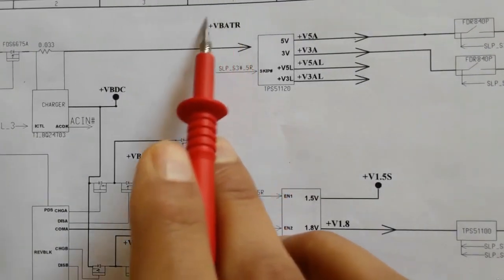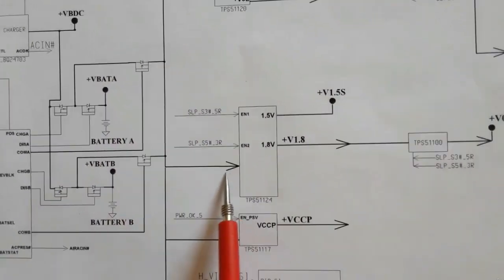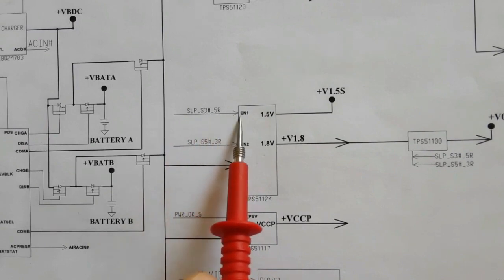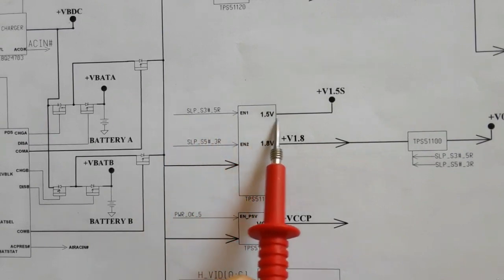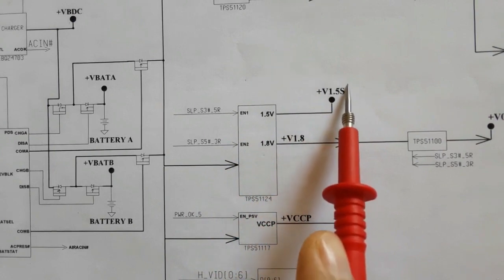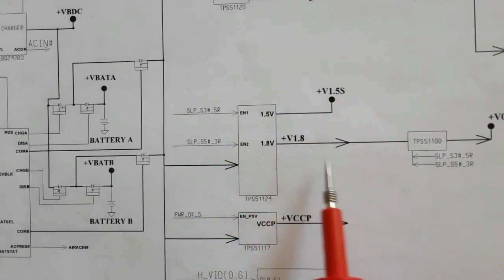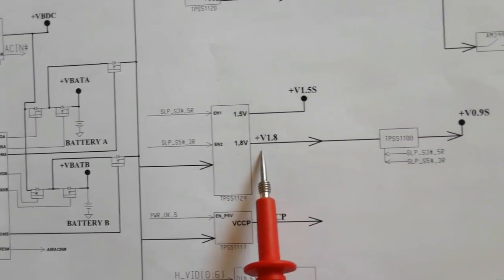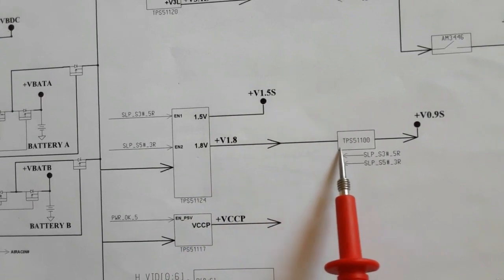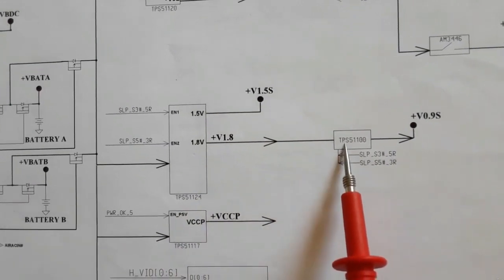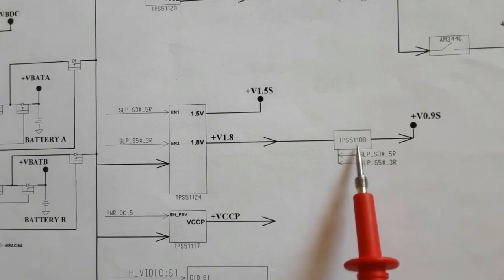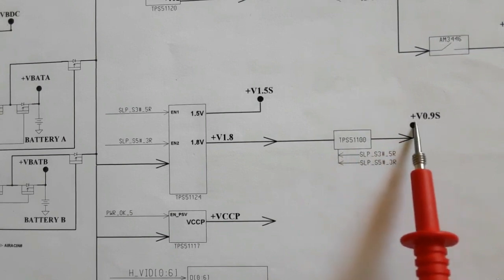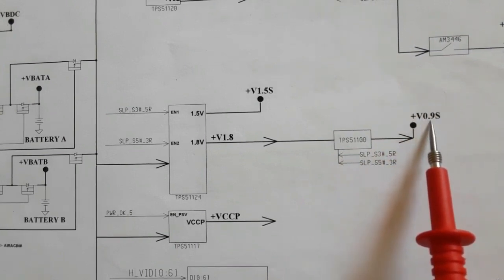The VBAT will also be applied to this circuit, the TPS51124. Here also we have two enable signals, and we will get 1.5 volts and 1.8 volts. The 1.8 volt will be applied directly to the TPS51100. This is another IC. So the 1.8 volt with these two enable signals will be applied to this IC, and we will get 0.9 volt for the RAM. This is the VTT power for the RAM.